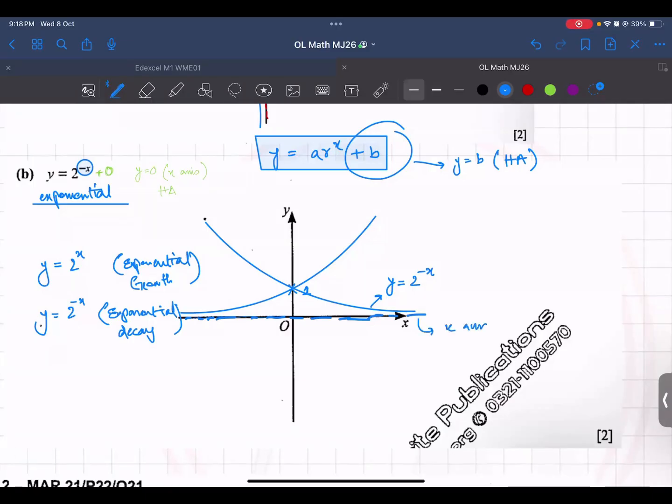X-axis, horizontal asymptote. So your final answer will be this graph.